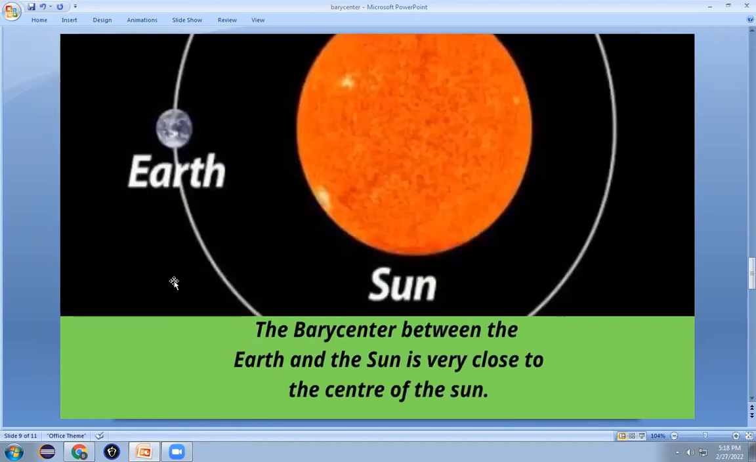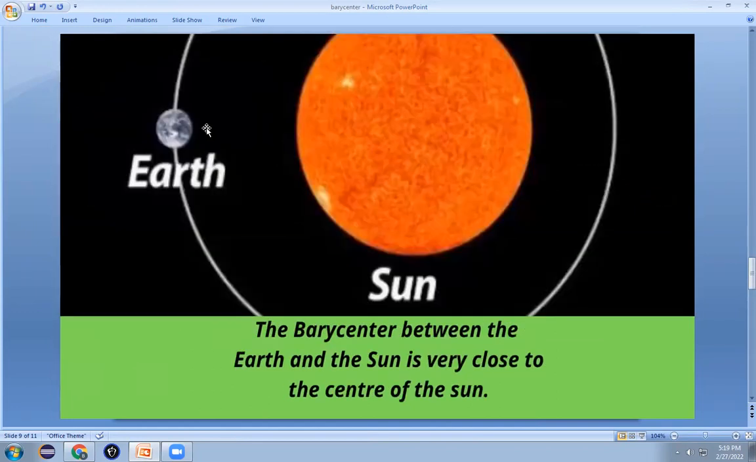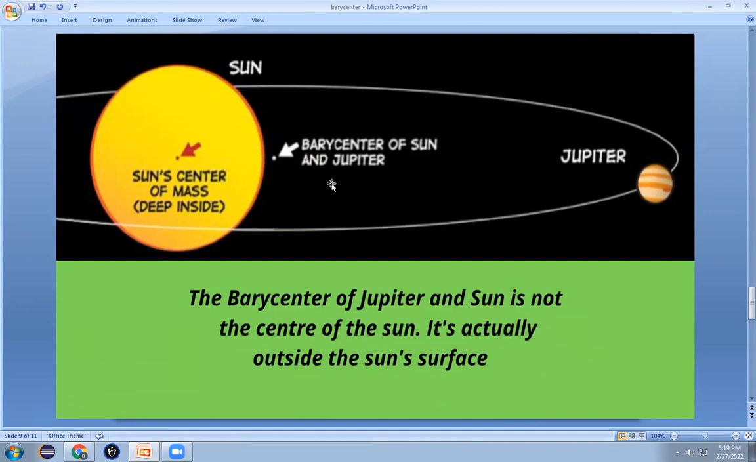So what will many people think in the case of Earth and Sun? We told that the barycenter is near the sun. So if we consider Jupiter also, Jupiter and Sun, they think that the barycenter is near the sun, but that is wrong, because in this case, the planet Jupiter has more mass than Earth. It is 318 times more massive than Earth. So therefore, the barycenter does not lie towards the sun. It lies outside the sun.